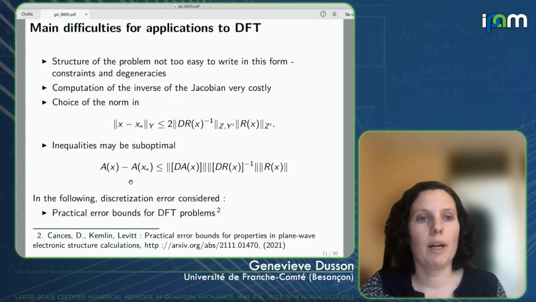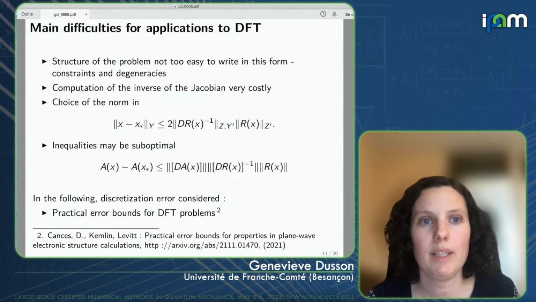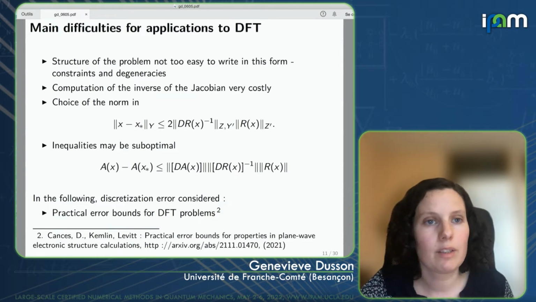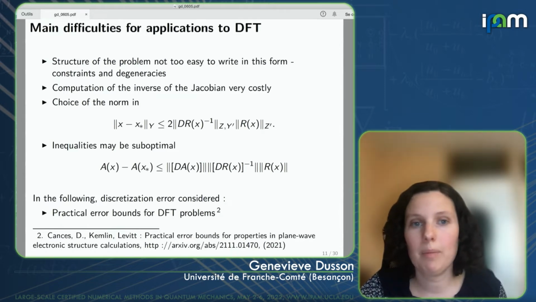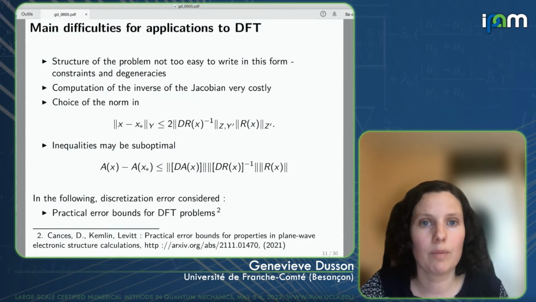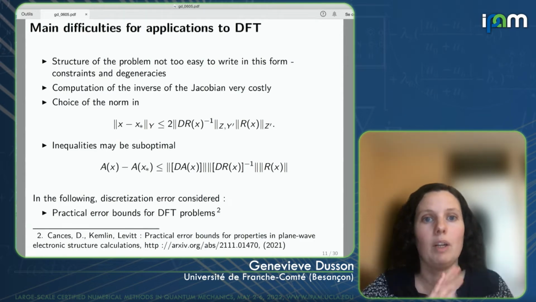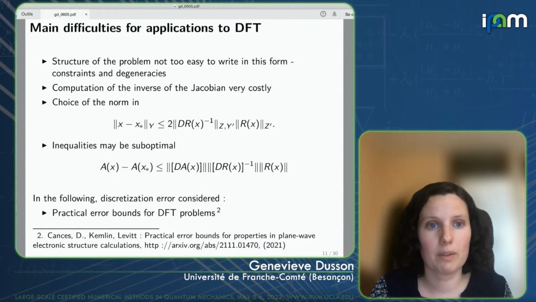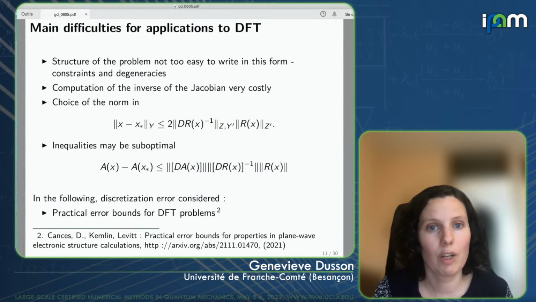Okay, and so in a way now, we just need to apply this to DFT, but this is not that easy, for several reasons. One of the reasons is that the structure of the problem is not too easy to write in this form, because there are constraints and degeneracies, in particular between the eigenvalues and the orbitals. Another point is that computing the inverse of the Jacobian is in general very costly, and so we cannot really do it on a regular basis.